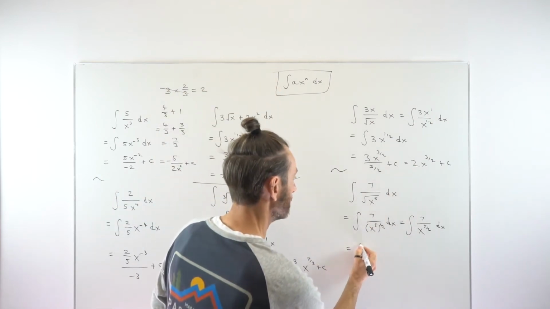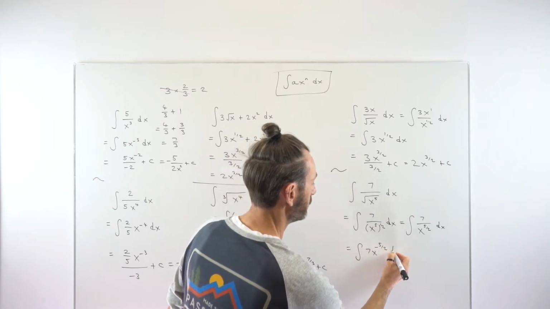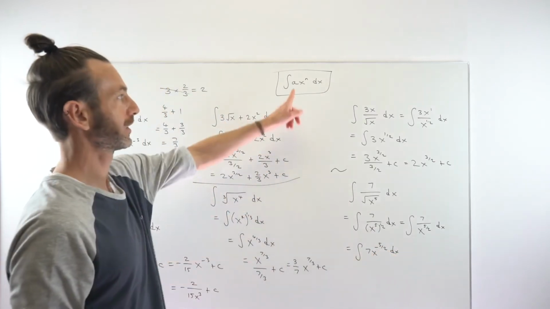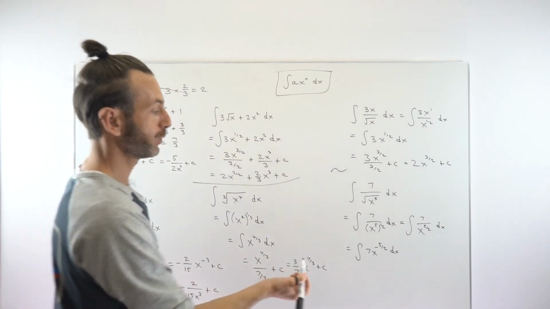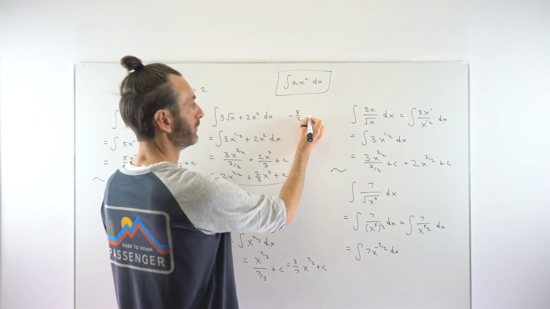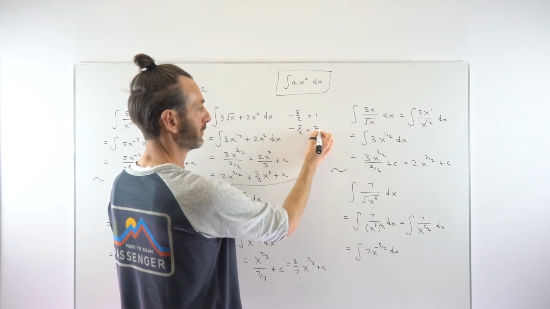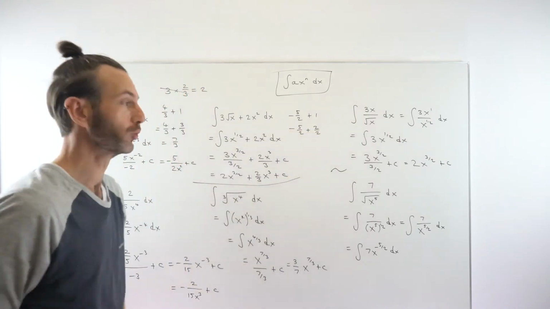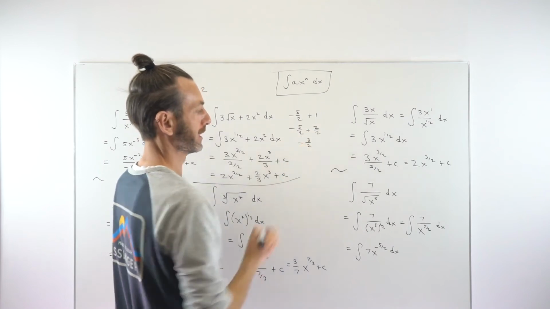So this becomes the integral of 7x to the negative 5/2 dx, and now we've finally got it in the ax to the n format, so now we can integrate. So we're going to increase the power by 1, so the power is currently minus 5/2. We're going to add 1 to that, so again we need to think of that 1 as an equivalent fraction, which will be 2/2. So minus 5 plus 2 is minus 3, so it becomes minus 3/2.